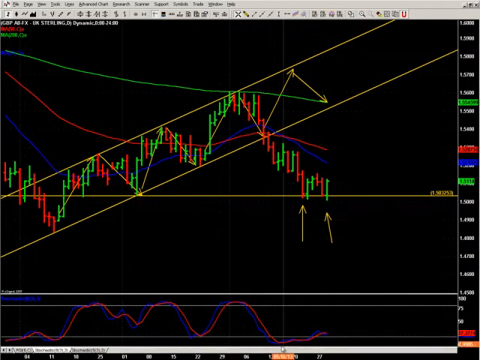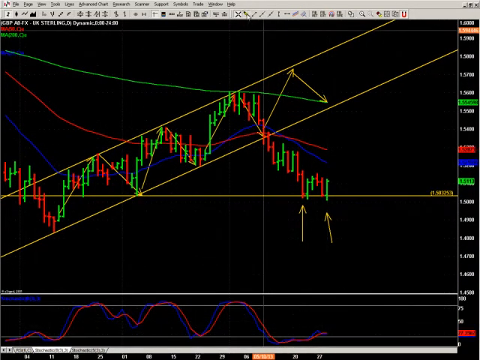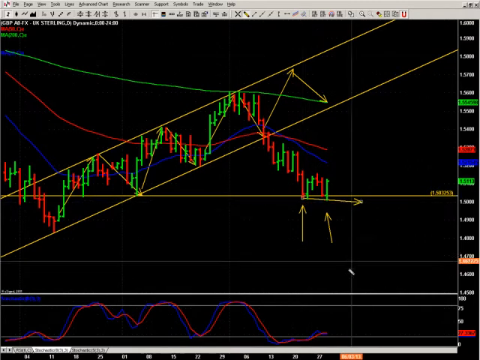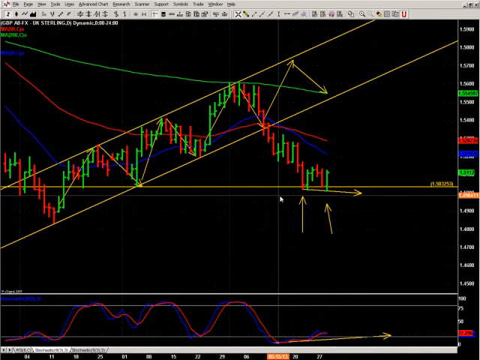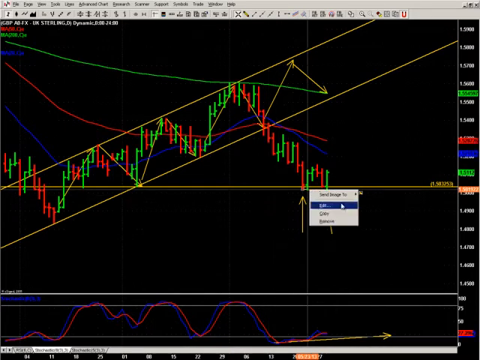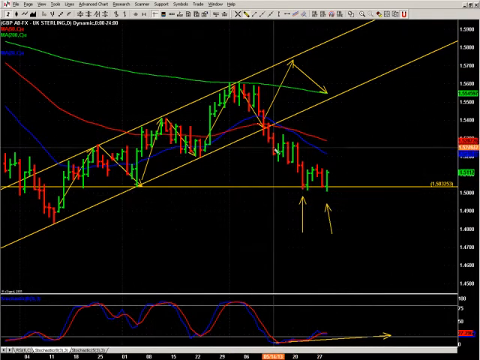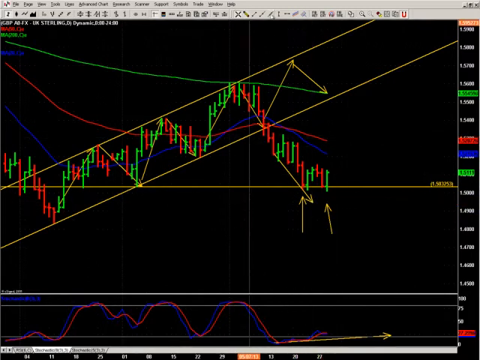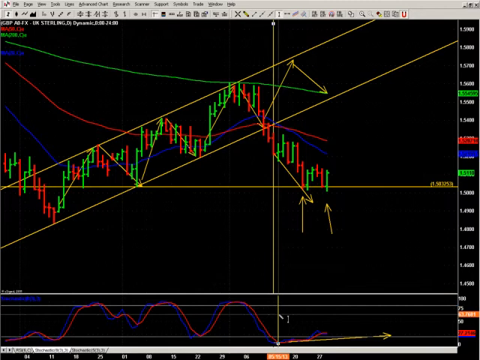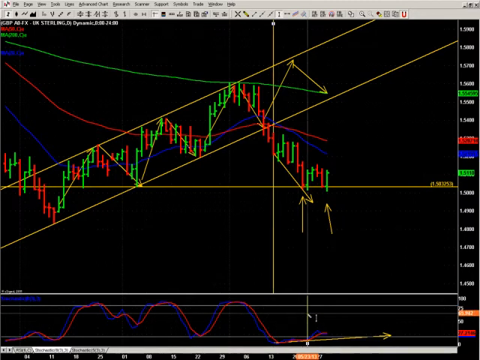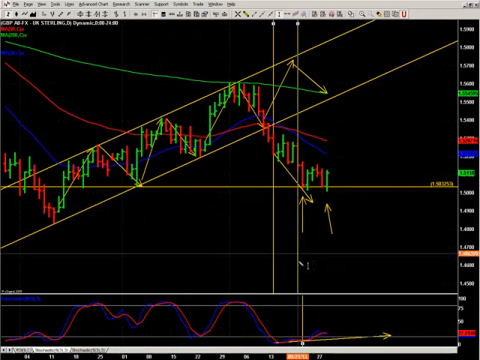Got this indicator pushing up from here, just giving a bit of a divergence there. Yeah, in fact, if you connect this one here, it matches up with that one. And then this one here matches up with that one.